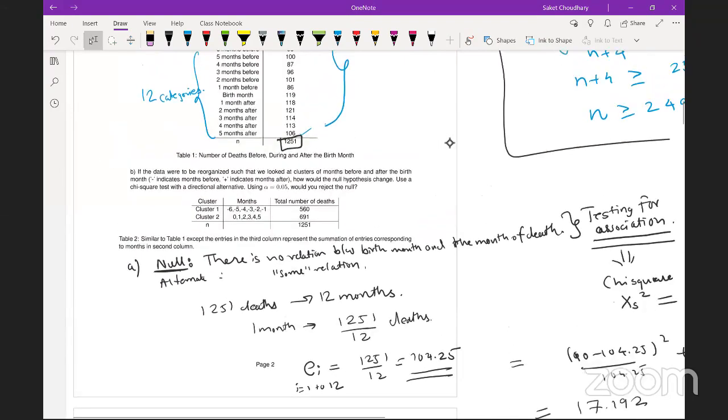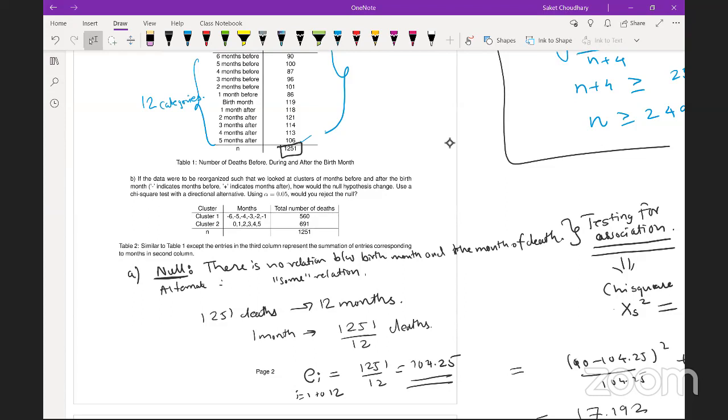Now, there's another way to look at this problem, and that is given in part B. Till now, we were concentrating on all the months at once. But if you think about it, probably a better hypothesis to test is, do people actually die before? Here I wrote that the alternate is simply some association. But probably a better hypothesis in this setting is to check whether more people end up dying before their birth month than after.